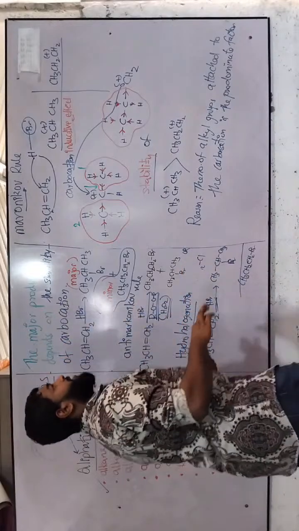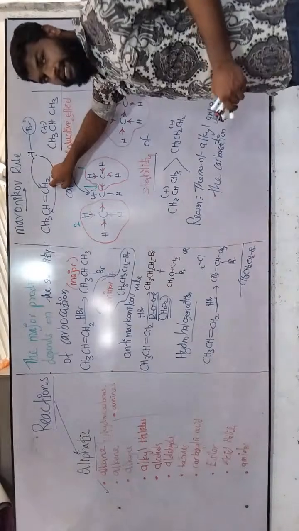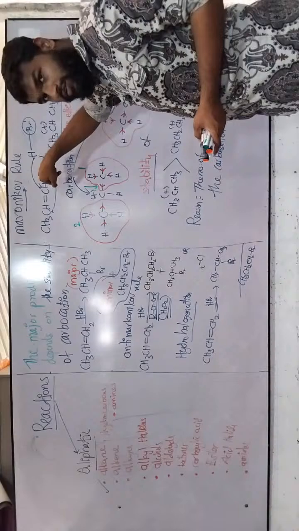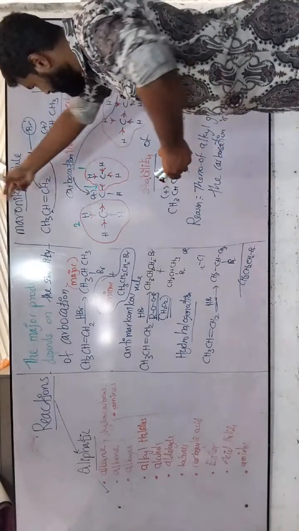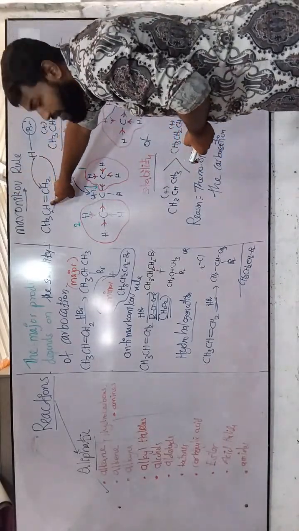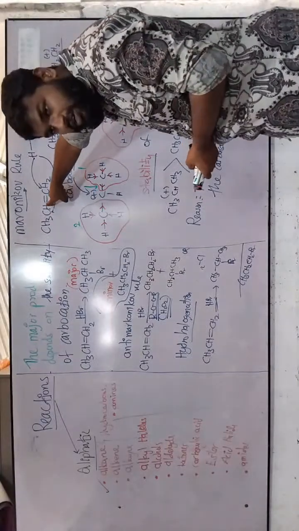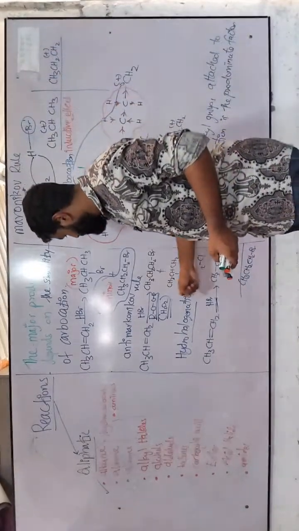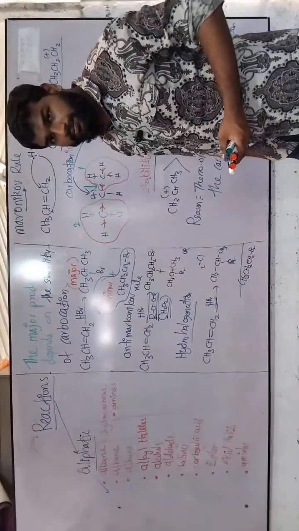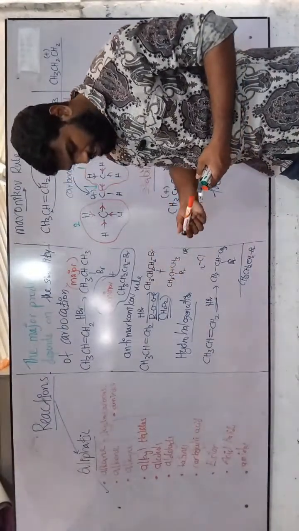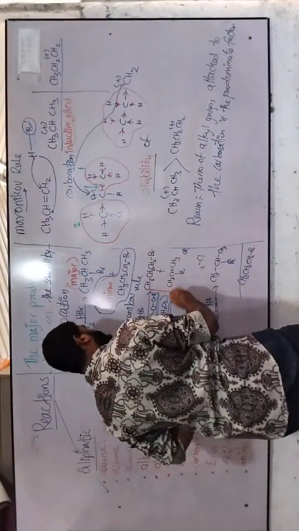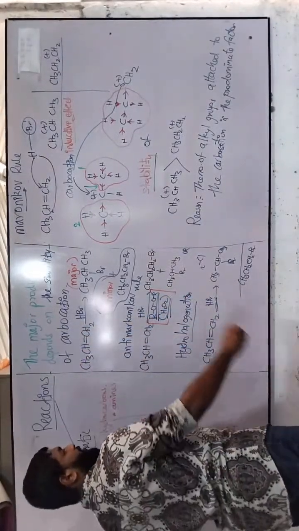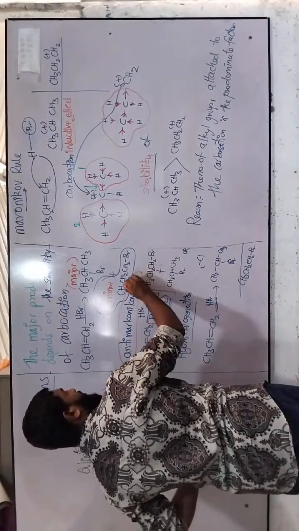Markovnikov said the carbon which has the highest amount of hydrogen will be given the hydrogen, according to the Markovnikov rule. Against the Markovnikov rule, meaning the anti-Markovnikov rule, the carbon which has less hydrogen will be given the hydrogen. So that is the main thing going on here. You need to add the special thing, the organic peroxides. So you have to note this very carefully. This comes under the anti-Markovnikov rule.